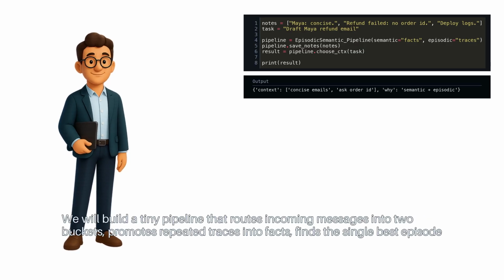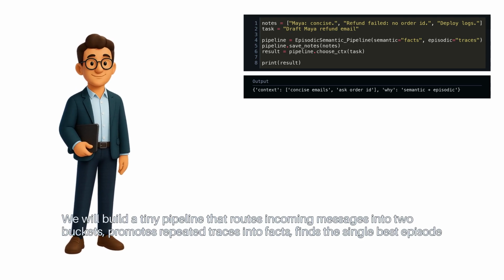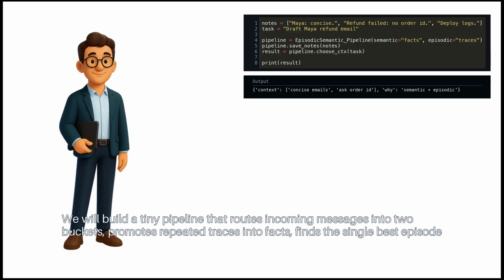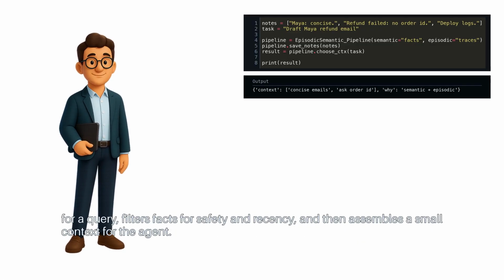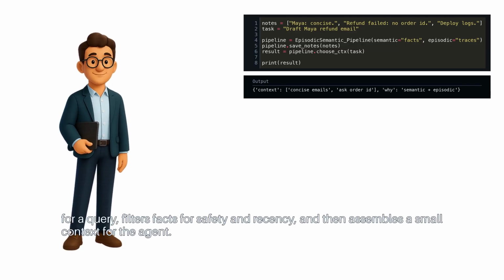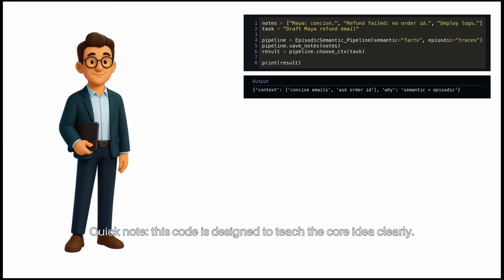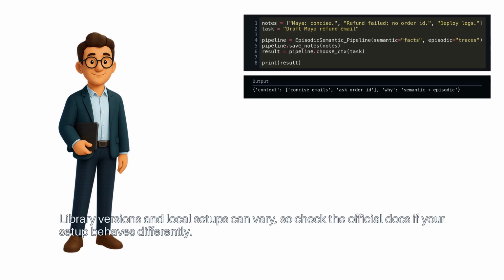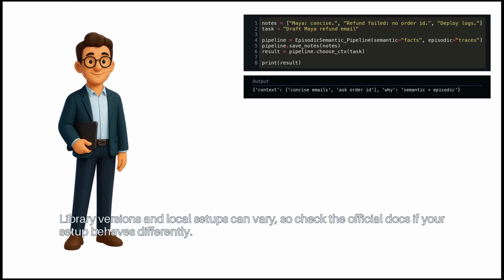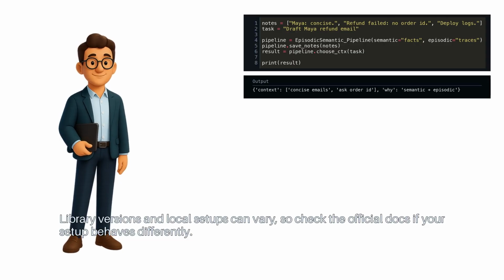We will build a tiny pipeline that routes incoming messages into 2 buckets, promotes repeated traces into facts, finds the single best episode for a query, filters facts for safety and recency, and then assembles a small context for the agent. Quick note, this code is designed to teach the core idea clearly. Library versions and local setups can vary, so check the official docs if your setup behaves differently.